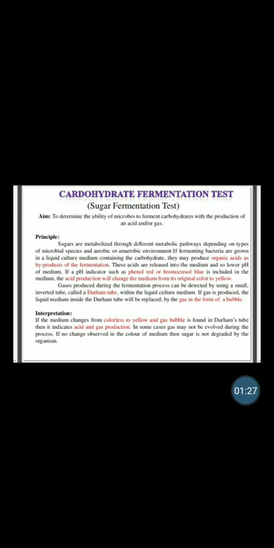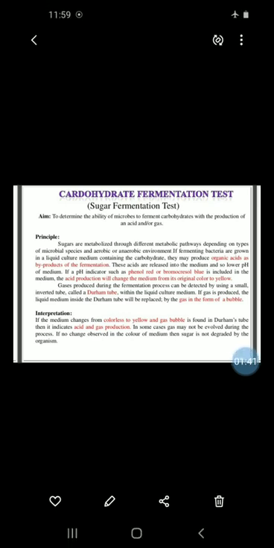If the fermenting bacteria are grown in a liquid culture medium containing carbohydrates, they may produce organic acids as a byproduct of the fermentation. These acids are released into the medium, and so the pH of the medium is lowered.